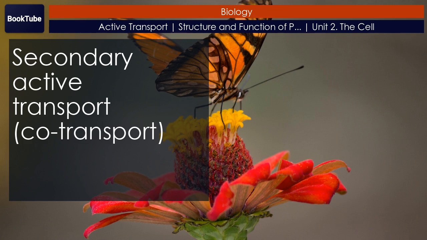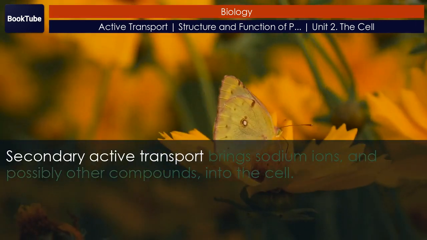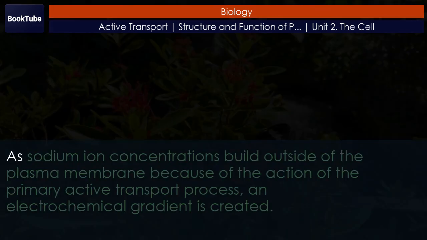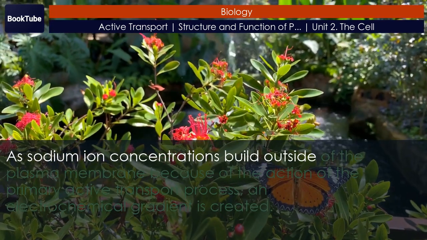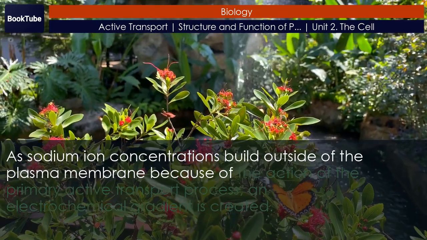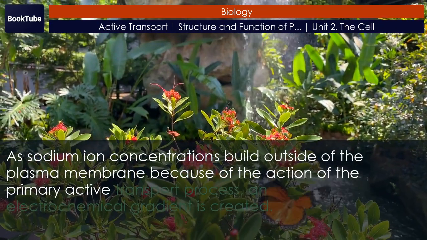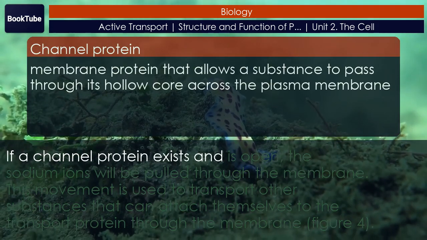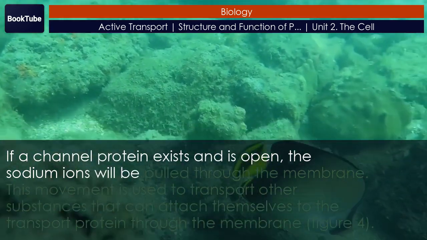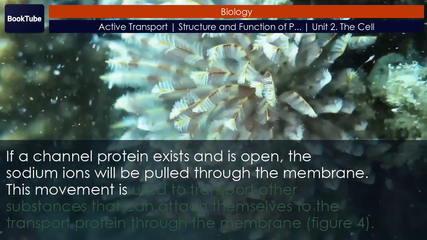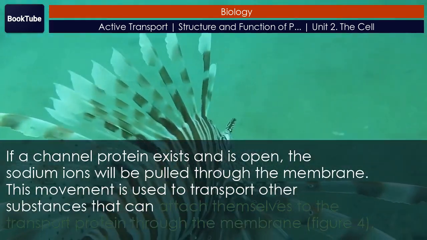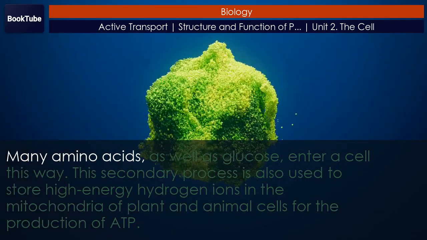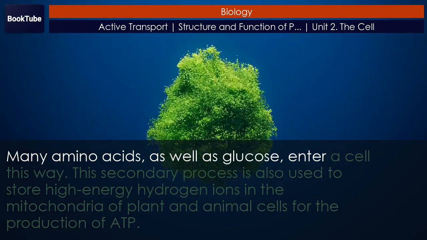Secondary active transport, co-transport. Secondary active transport brings sodium ions, and possibly other compounds, into the cell. As sodium ion concentrations build outside of the plasma membrane because of the action of the primary active transport process, an electrochemical gradient is created. If a channel protein exists and is open, the sodium ions will be pulled through the membrane. This movement is used to transport other substances that can attach themselves to the transport protein through the membrane. Figure 4. Many amino acids, as well as glucose, enter a cell this way.